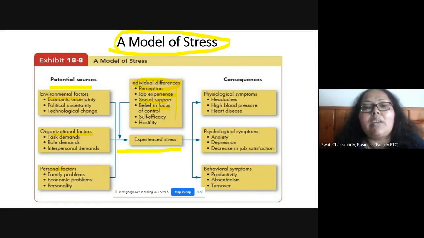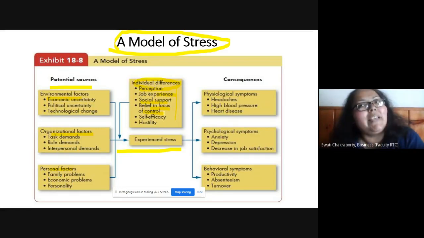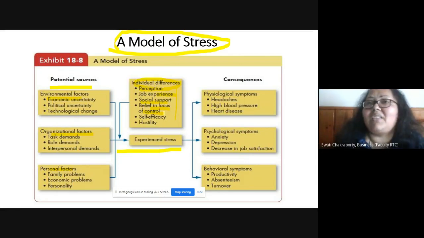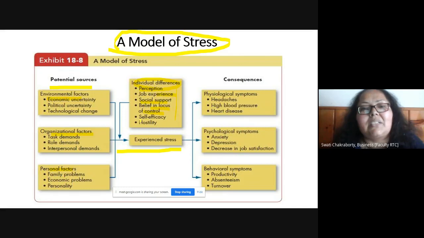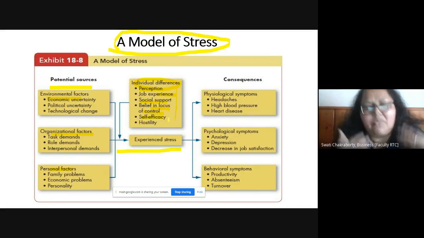Belief in locus of control: the belief that you are in control of the situation, you can control it, that belief has to be there. Those who have that belief are able to tackle the situation even if they are not in control. But if you have the belief that yes, I can do it, you can still do it. Self-efficacy means self-efficiency. How efficient are you? If you are really efficient, effective, then you can handle stress in a better way.